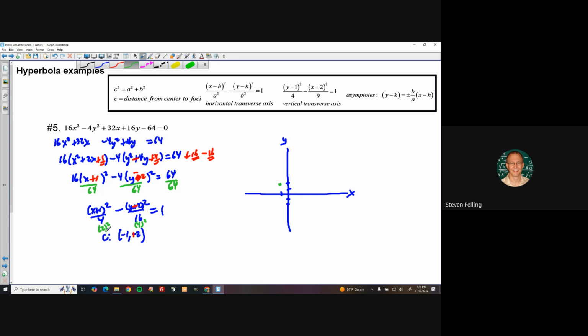We're going to go a distance of 2 in the x direction. So 1, 2 in the x direction, 1, 2 in the y direction, or the other x direction. And then the 16 is 4 squared, that's under the y. So we're going to go up and down 1, 2, 3, 4. Down 1, 2, 3, 4. Okay, but instead of drawing an ellipse to those points, we're going to make a box.